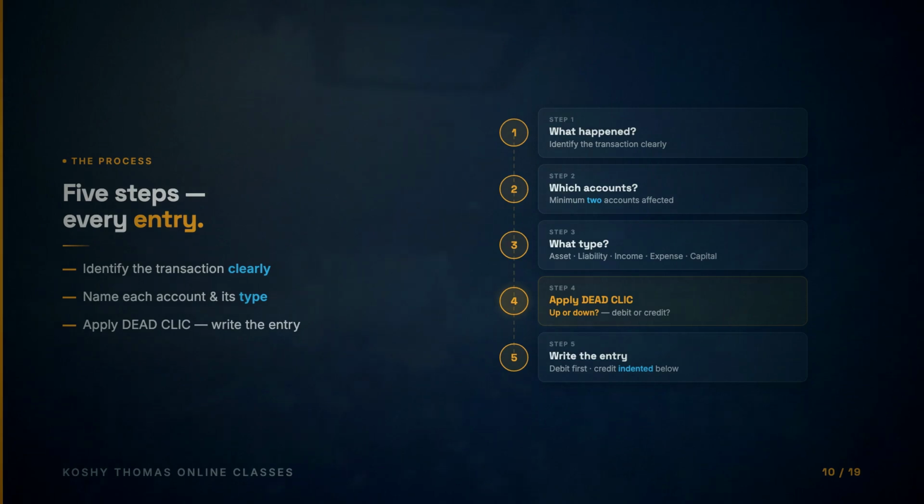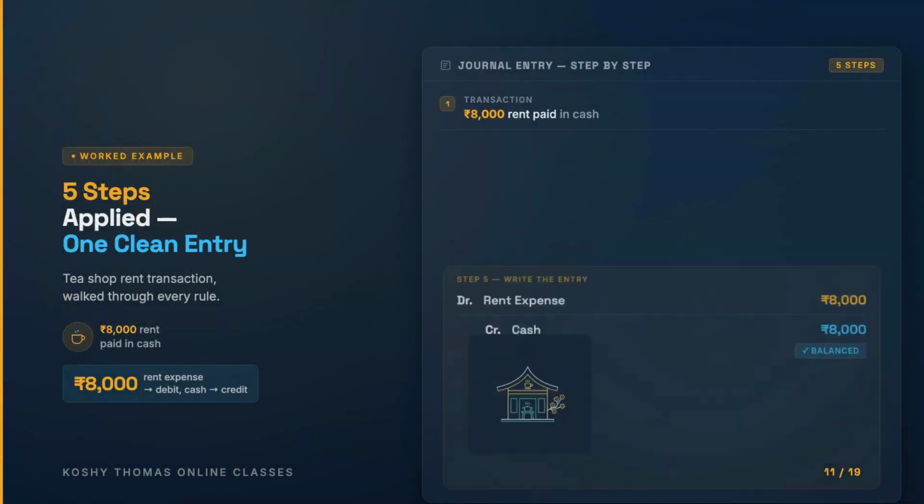Step 1. Identify the transaction. What actually happened? Step 2. Identify the accounts involved. Which two accounts are touched? Step 3. Classify each account. Is it an asset, liability, income, expense, or capital? Step 4. Apply DEAD CLIC. Which direction is each account moving, up or down? Step 5. Write the entry. Debit first, then credit, always indented below.